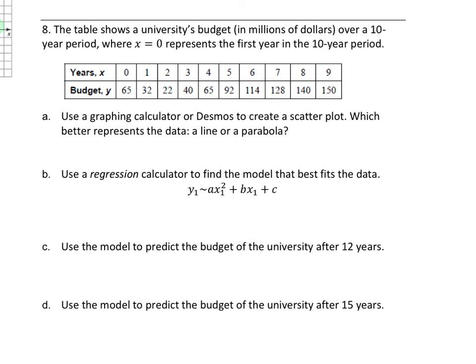A parabola. Agreed. So for this one on letter A, because it makes a U-ish shape, it's not quite perfect, we would say that this is going to be a parabola, which, yes, means that this function is going to be a quadratic function or quadratic regression. So we're going to use a regression calculator to find the model, which is a fancy way of saying equation, that best fits the data.